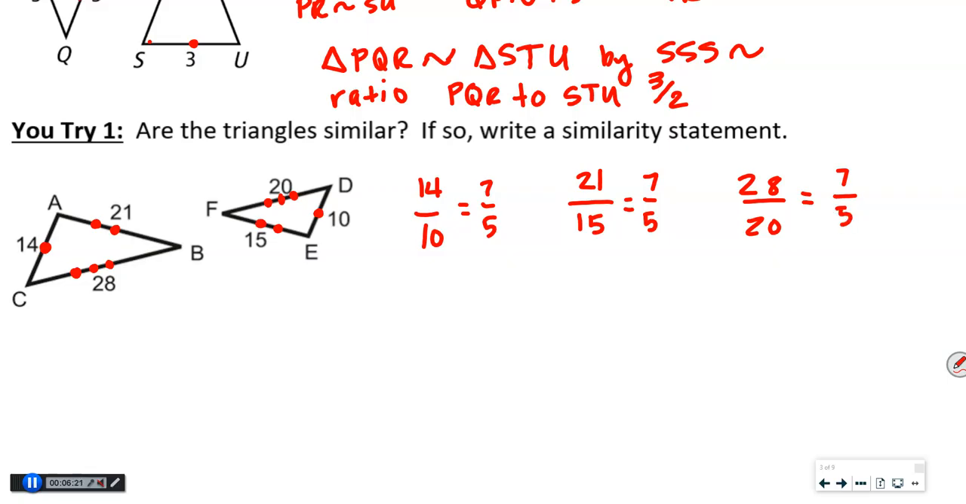Because we get the same ratio all 3 times, are the triangles similar? The answer is yes. It says, if so, write a similarity statement. So we're going to say triangle, and now here's where it gets tricky. I'm going to do ABC on the left.